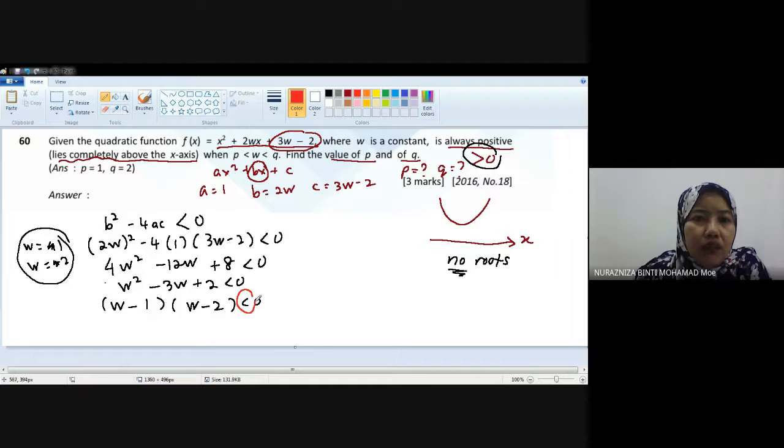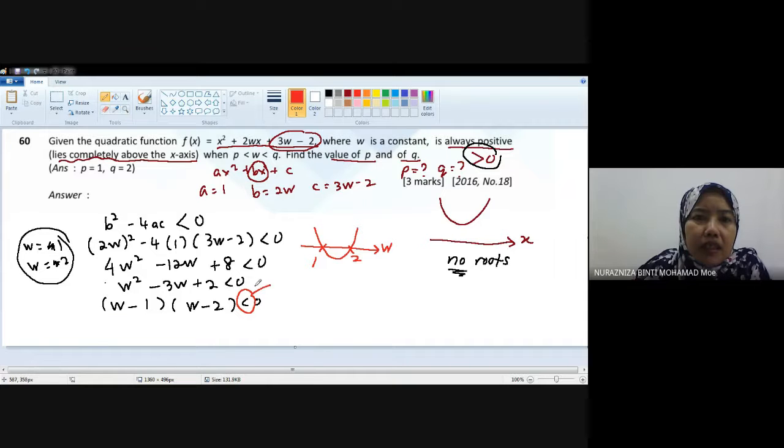Inequality, so we need to refer to this symbol. So we cannot straight away tell the answer is w equals 1, w equals 2. So we need to identify the region. So this is a smiling graph. This is the w axis. It cuts the w axis at w equal to 1 and w equal to 2.